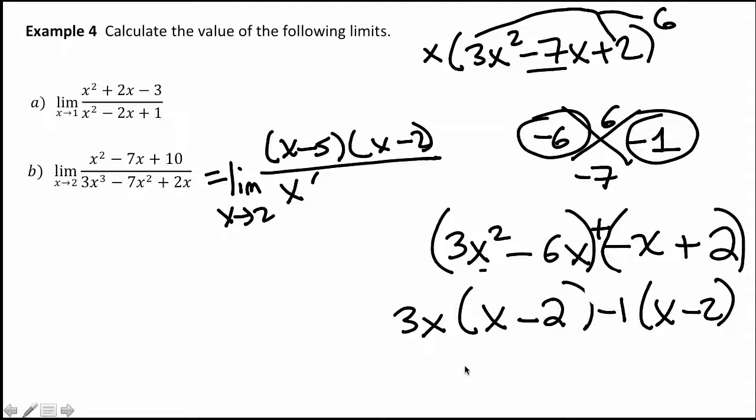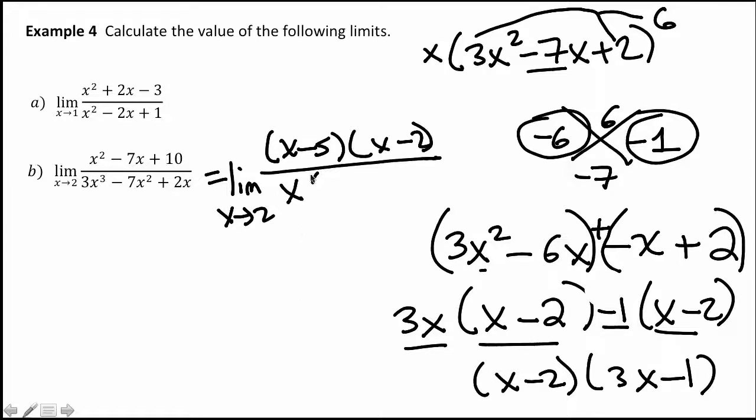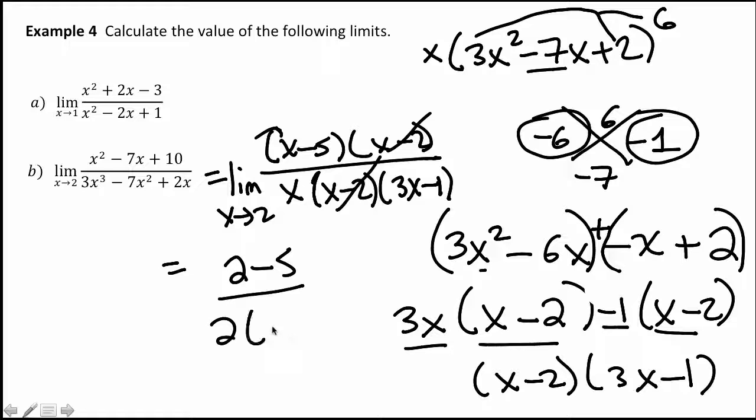Alright, and then your factors are going to be x minus 2. Notice that these match. So one of your factors is x minus 2, and your other factor is going to be 3x minus 1. Okay, so then this turns into x minus 2 times 3x minus 1. Notice that the x minus 2's cancel, leaving us with this, and then we can go ahead and just plug in the 2 for every x that we see. So we're going to have 2 minus 5 over 2 times 3 times 2 minus 1.